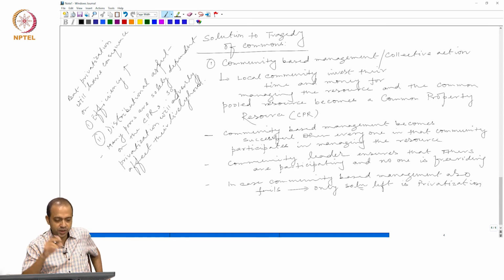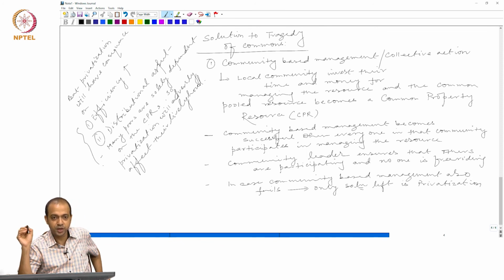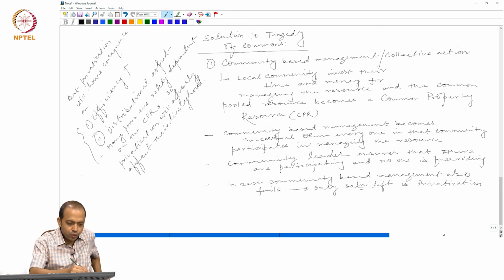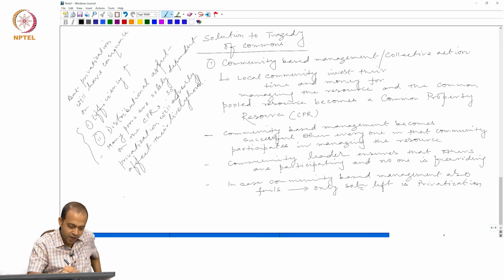That is how, keeping these 2 points in mind, we should think about what type of institutional arrangement we must put in place for a better management of the resource and to prevent the situation from becoming a tragedy of commons. All right. And we also know that there is a two-way relationship between poverty and environmental degradation. Poverty and environmental degradation.